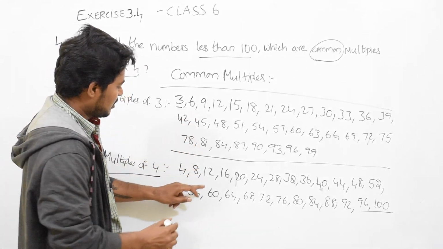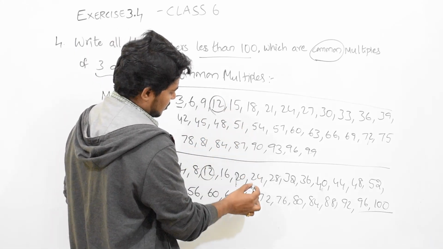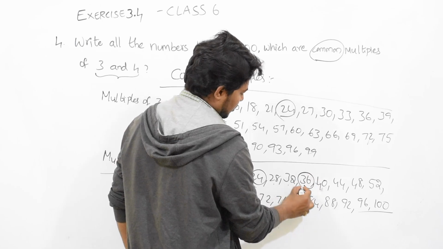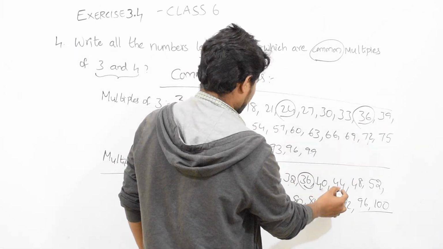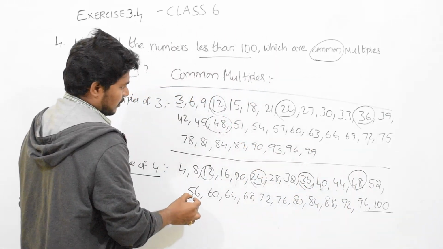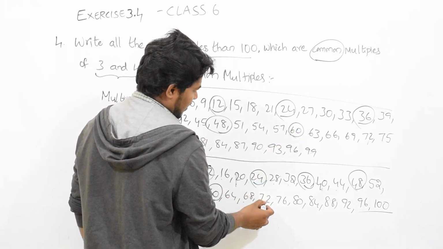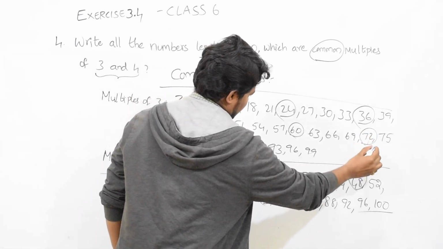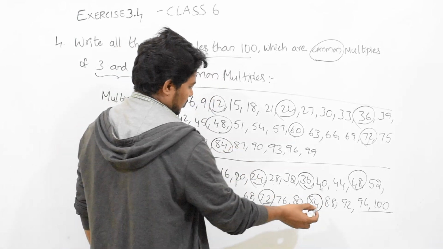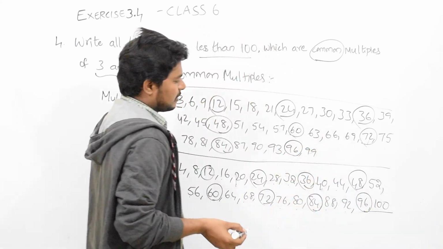8 not present. 12 present. Then 16 not, 20 not, 24 present, 28, 32, 36 yes, 40, 44, 48 yes, 52 no, 56, 60 yes, 64, 68, 72 yes, 76, 80, 84 yes, 88, 92, 96 yes. Since they asked up to 100, just this.